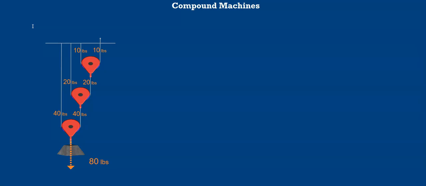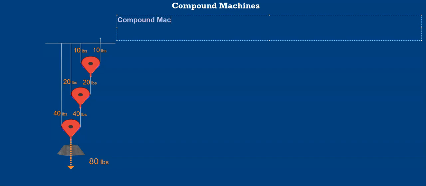So up until now, we've been talking about calculating the mechanical advantage of individual simple machines. Now I want to present a new idea of combining multiple simple machines. And when we combine simple machines, we call that a compound machine. So let's go ahead and define that term for ourselves, a compound machine. All a compound machine is, is two or more simple machines working together.